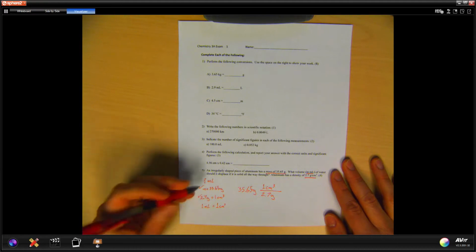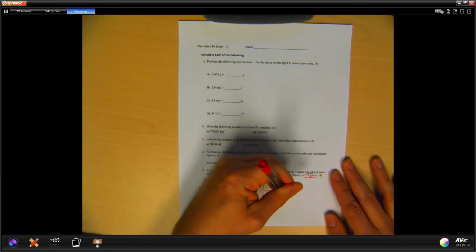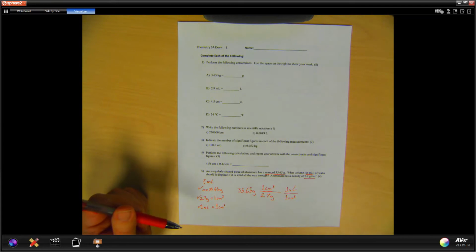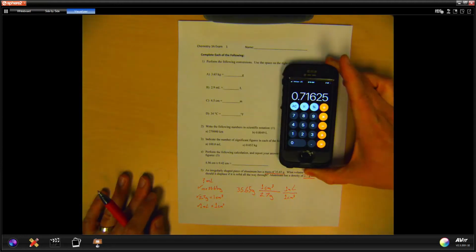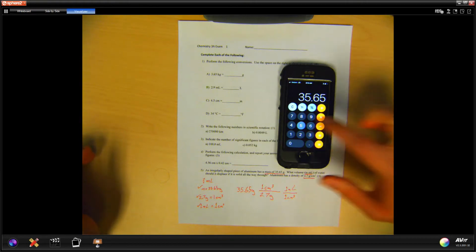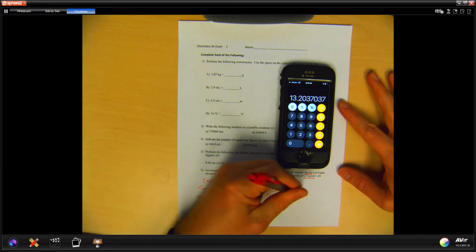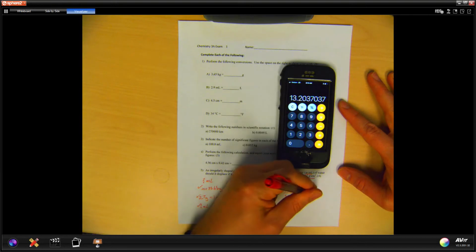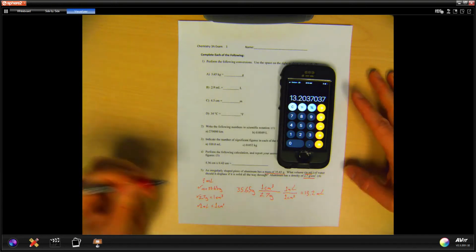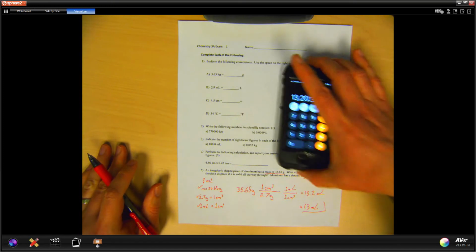And then we have this equality as well. 1 milliliter is equal to 1 cubic centimeter. And we're looking for milliliters, so if we do the math there, we should get what we're looking for. So let's go ahead and do the math. I'm going to just do this on my phone. So 35.65, and we divide that by 2.7, and that equals that number. So my calculator says 13.2 milliliters. Based on what we're given, we would round that to 13 milliliters for the best answer for this question.